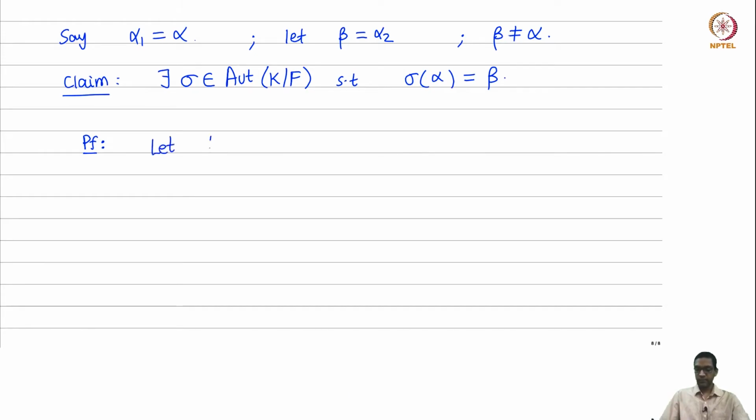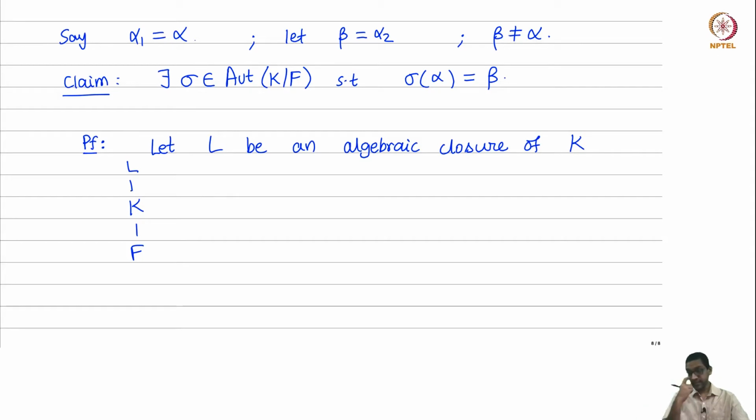So let L be an algebraic closure of the field K. Okay. So what I'm doing here is looking at K, there's the base field F, and now I'm putting L inside its algebraic closure. So observe again, algebraic closures, as you have seen before, are unique. In a certain sense, given any two algebraic closures, there is always an automorphism between them which restricts to an identity on the base field.